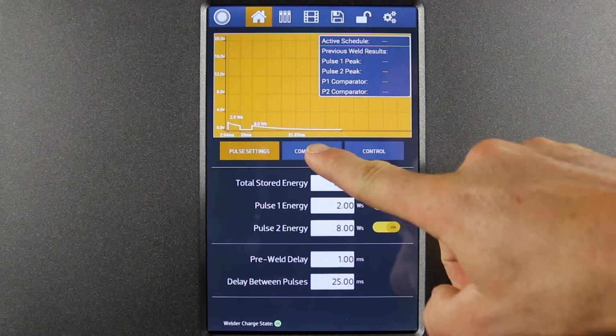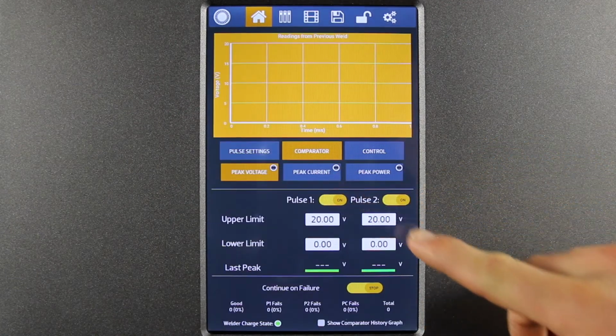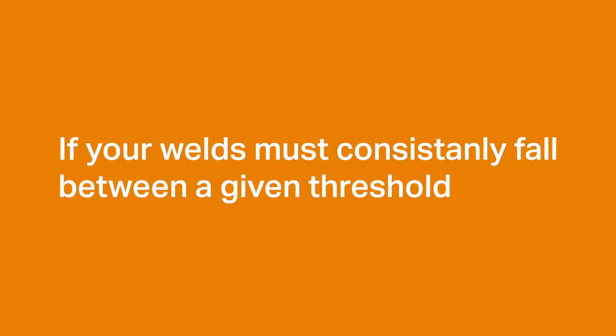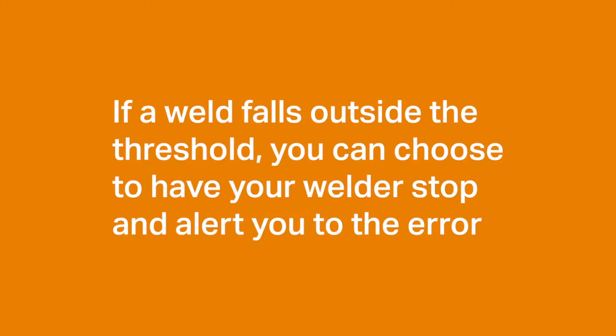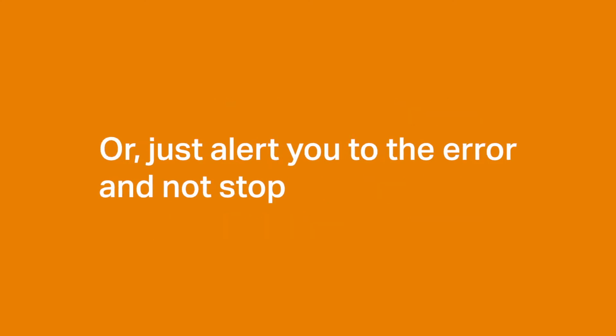In a nutshell, Sunstone's comparator feature is a quality control feature. If your welds must consistently fall between a given threshold, comparators will be your new best friend. Why? Because if a weld falls outside the threshold, you can choose to have your Sunstone welders stop and alert you to the error. Or just alert you to the error and not stop.